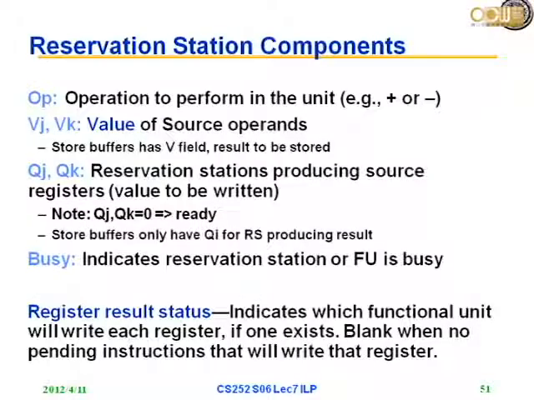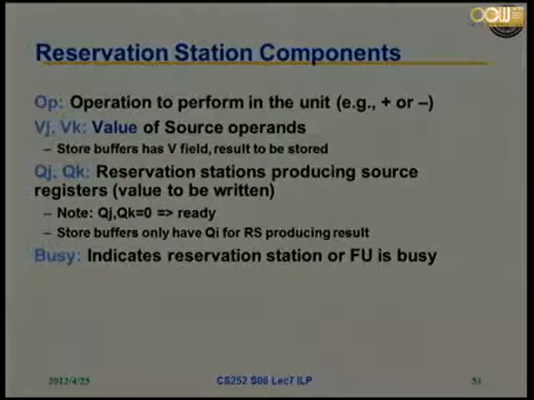Okay, so what do we have in the reservation stations? We need to have, of course, the opcode. For the adder, I need to tell the adder whether I want to do unsigned add, signed add, subtract, whatever. I need to have source values, two sources. If the sources are not available, then I need to record where they will come from when they become available.